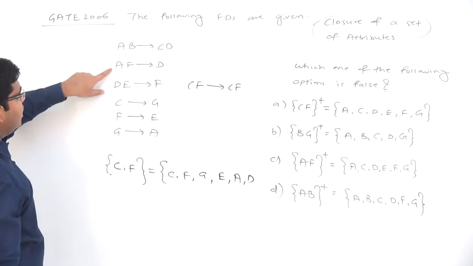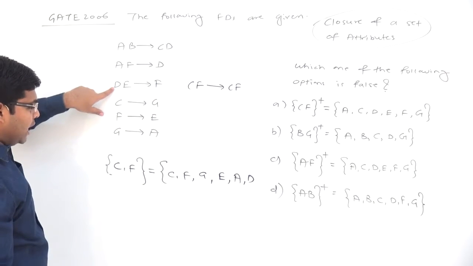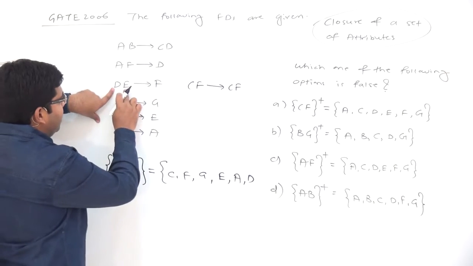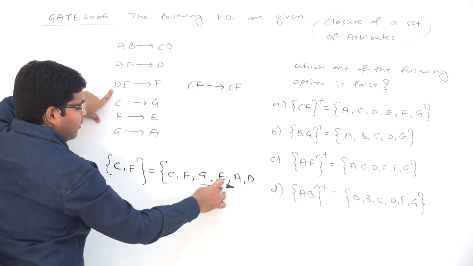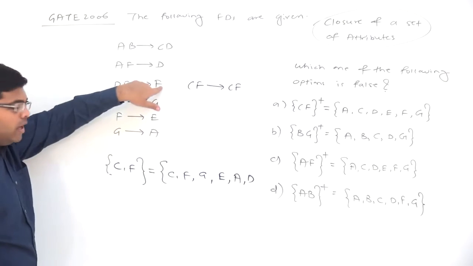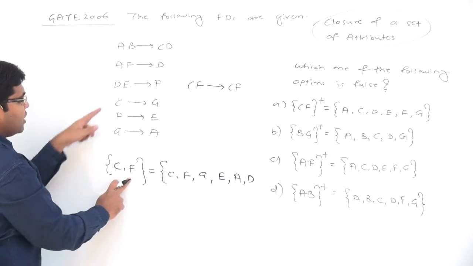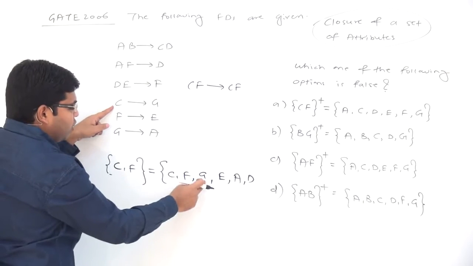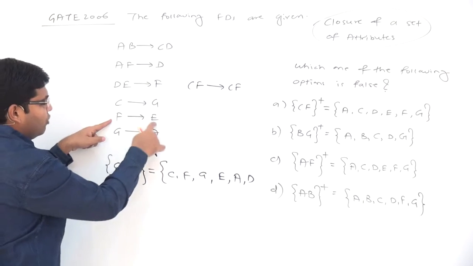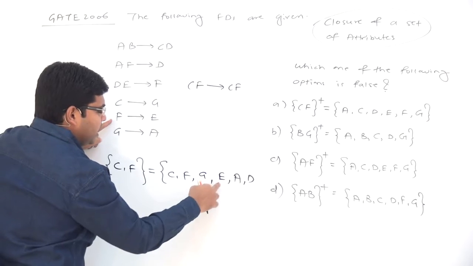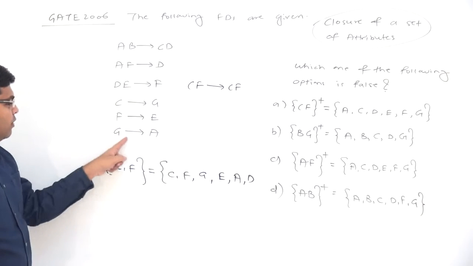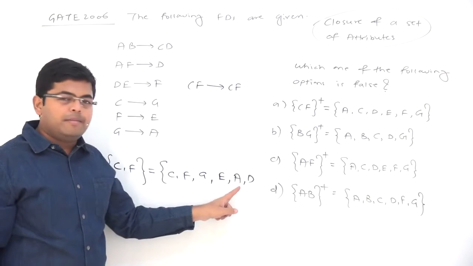So we have checked this FD. Then DE produces F. This FD is applicable because D is available, E is available, and DE will give the value of F. However, F has already been added to the set, and F was initially available. Then C will give the value of G, G has already been added. F will give the value of E, E has already been added, and G will give the value of A, G has already been added.